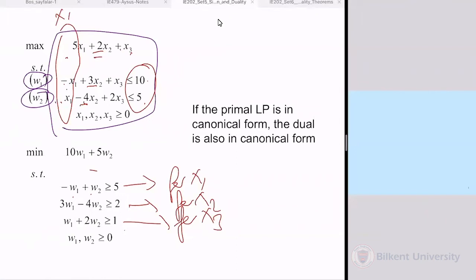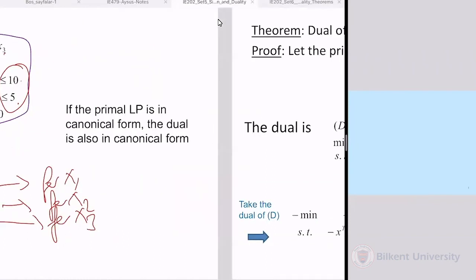A variable in one corresponds to a constraint in the other. A constraint in one corresponds to a variable in the other. All right? Okay. The first theorem of duality.